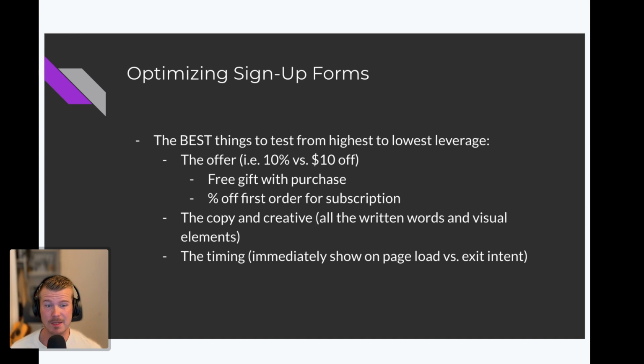Okay, so the last piece here is optimizing the signup form. This is really, really important. This is how we test and optimize and get some signup forms from 1% all the way up to 7, 8, 9, 10%. Now, the key thing here is to test the highest leverage item first, which is the offer.